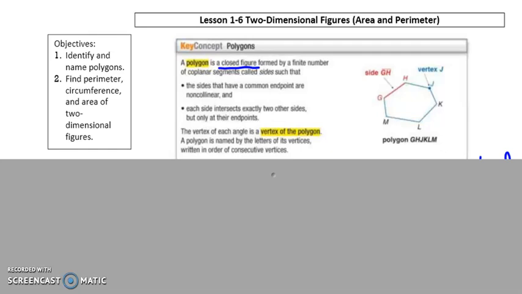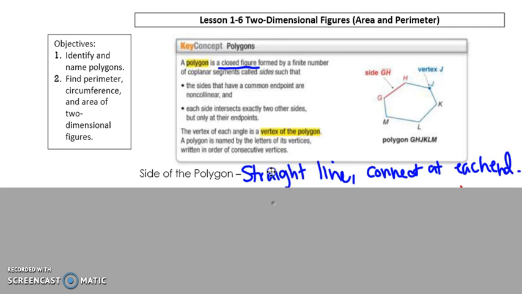This is lesson 1.6, and we're going to review area and perimeter and a little bit about polygons in this unit. So a polygon is a closed figure where we have sides that have common endpoints, and each side intersects exactly two other sides, but only at their endpoints. Those are vertex points, or vertices. The side of a polygon is a straight line, and it's connected at each end.